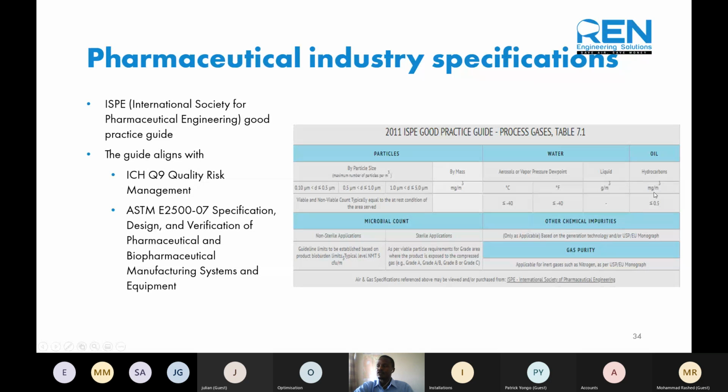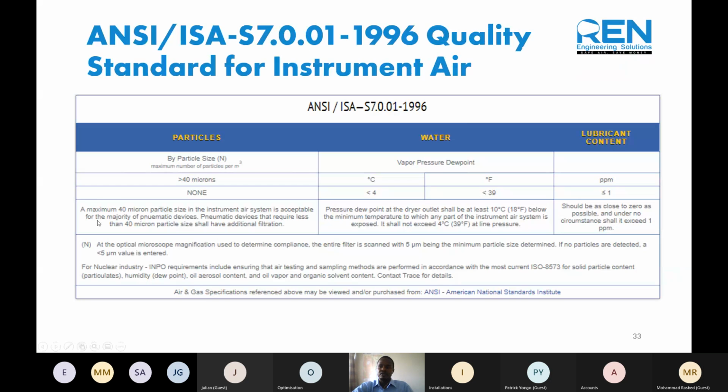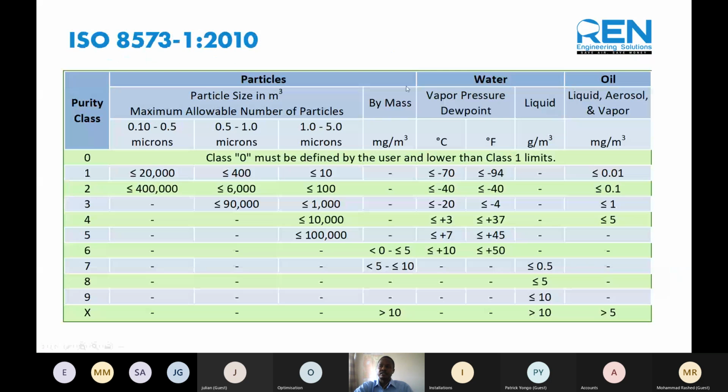The next thing is that for hydrocarbons, it should be less than or equal to 0.5 milligram per meter cubed. But we do frequently recommend that for pharmaceutical, oil should be class 0. That means it should be less than what is specified for class 1 in ISO 8573. So just going back to the ISO 8573, you can see class 0 is limits that are lower than class 1, and class 1, the limit for oil is less than or equal to 0.01 milligram per meter cubed.